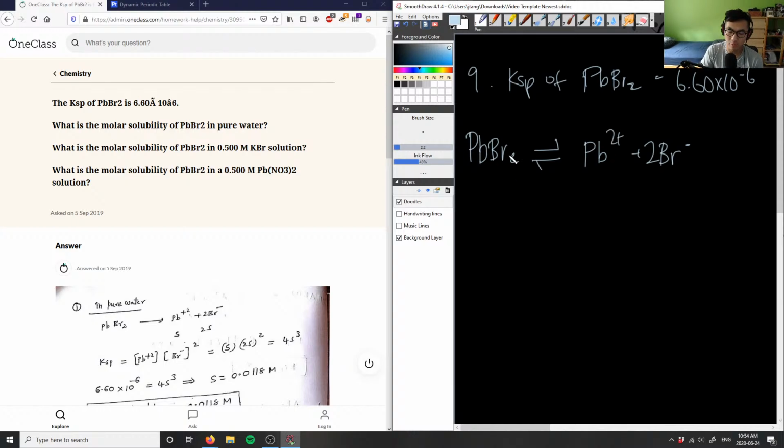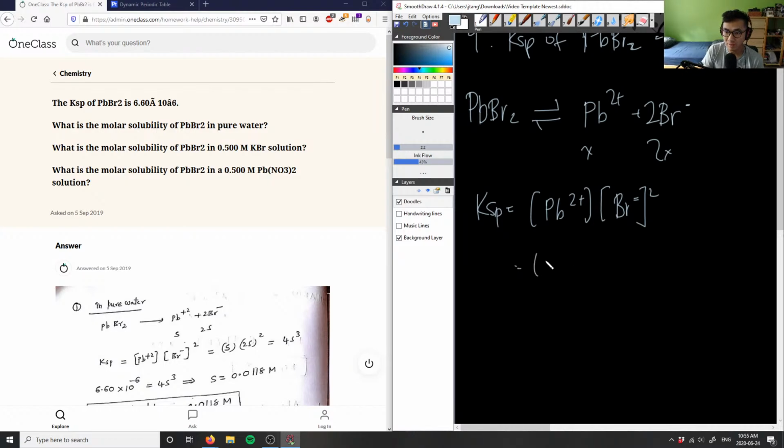Because again, the bromine, you can think of the reverse crisscross method. Br2: the subscript 2 belongs to the charge of Pb, so it's going to be 2+. And to balance it, we just simply put a 2 for Br. So this is good. We have X, and we have 2X here. So we can say the Ksp is equal to the concentration of Pb2+ times our concentration of Br minus to the power of 2.